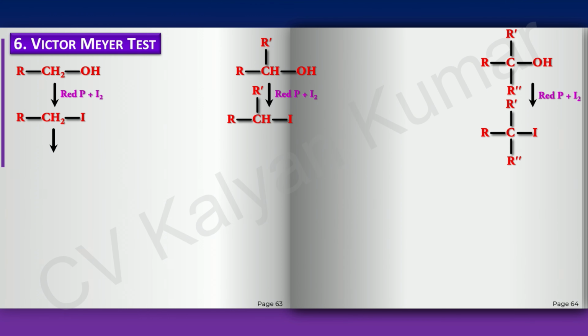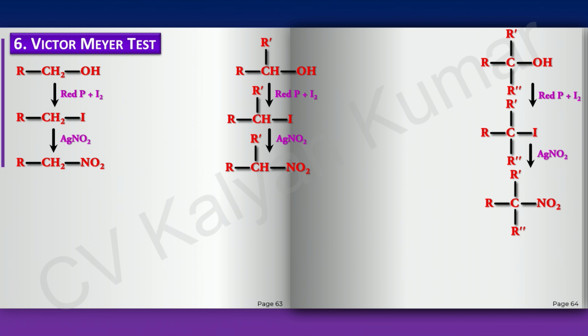Now I react with AgNO2, all the three. Now you know that we have done AgNO2 and KNO2 in nucleophilic substitution. KNO2 gives ONO, and AgNO2 gives you NO2. So you will get NO2 here, you will get NO2 here, and you will get NO2 here.